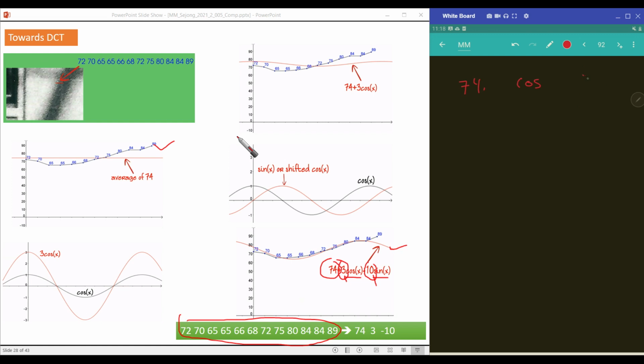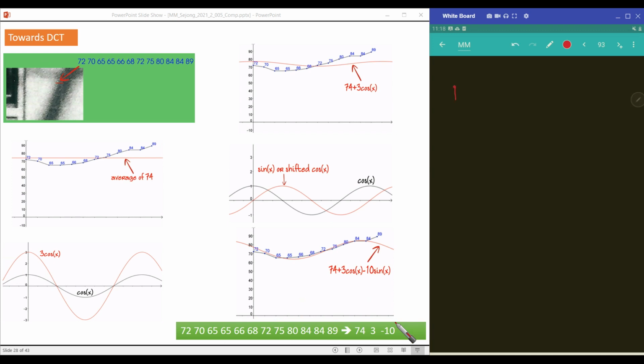Again, we can think of sin x as basically a shifted version of cos x. So it is just a summation of some cosine terms, and when we do the summation, the first term is multiplied by 3 and the second is multiplied by 10. So we can say that these entire numbers can be represented by 74, 3 and minus 10. And yes, somehow we can say that, and this is exactly what the DCT does.